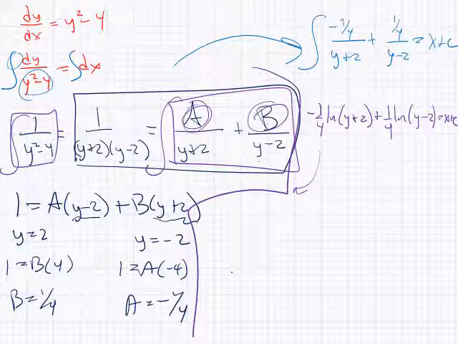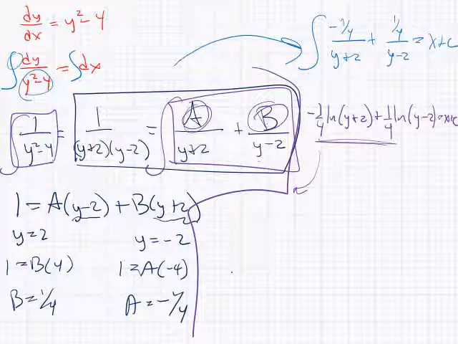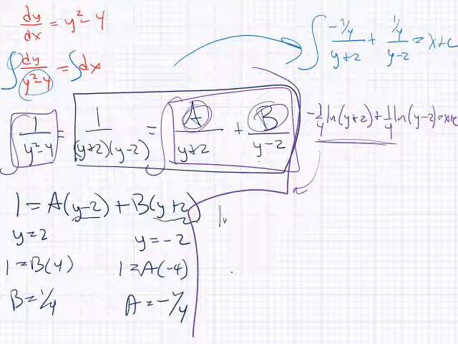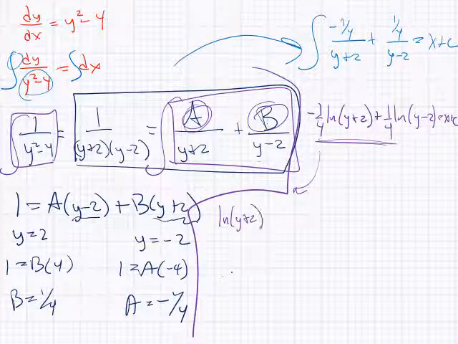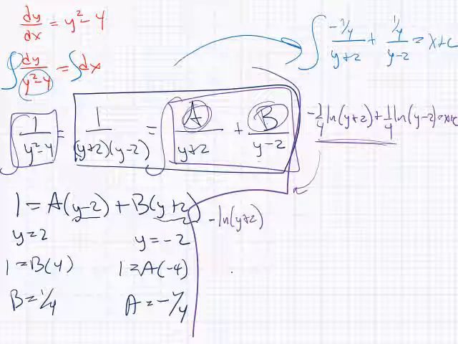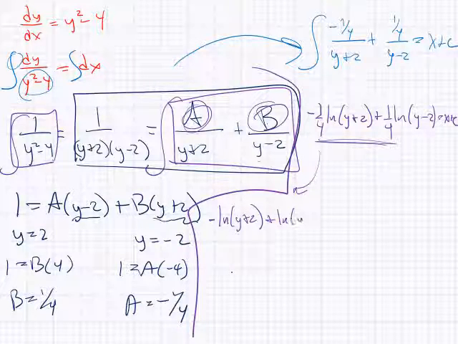A lot of what I'm going to do next is just rewriting this over and over again, and that's only because I'm going to go to the initial value problem next, and I want to make that initial value problem as easy to solve as possible. So I'm going to clear out these 1/4 by multiplying everything through by 4. So I have minus the log of y plus 2, plus the log of y minus 2 equals 4x plus 4c, which I'm just still going to call c. So I have to multiply the 4 over to the other side.